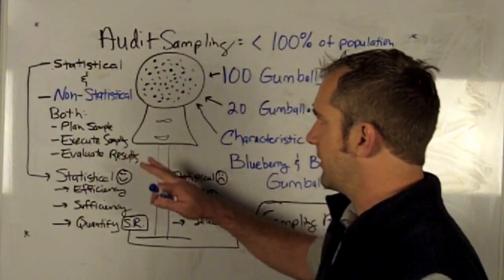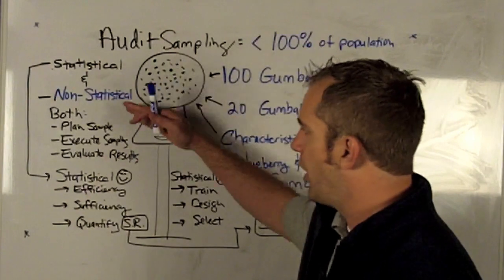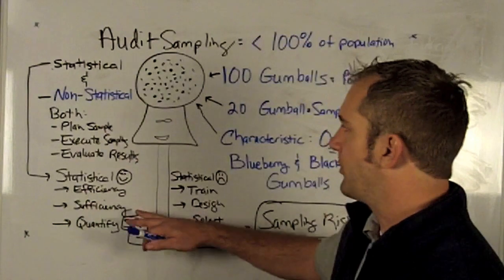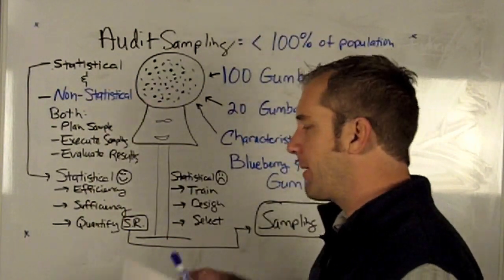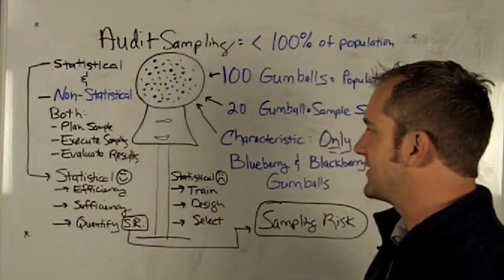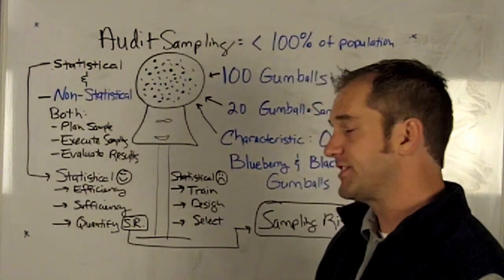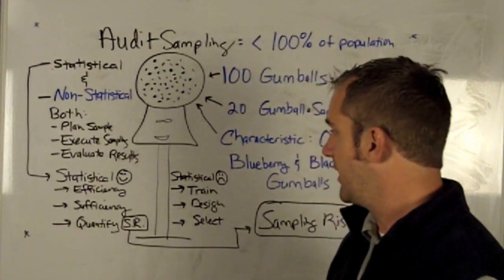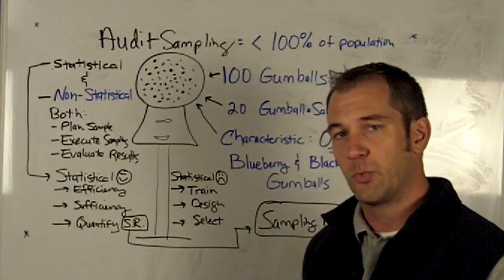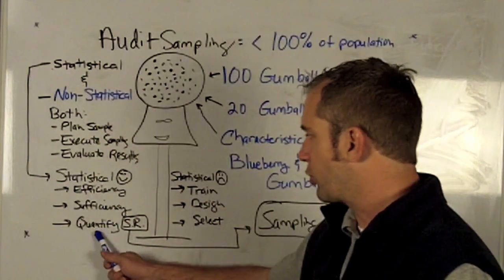Within audit sampling, there are 2 types of sampling: statistical and non-statistical. An advantage of both is that they help you to plan the sample, help you to execute the actual sampling, and then help you to evaluate the results. But an advantage of statistical is that it's more efficient, it helps to evaluate the sufficiency of the evidence that you've collected, helps you to decide, is this sample size sufficient? And it helps to quantify sampling risk, which is one of the major advantages of statistical sampling.